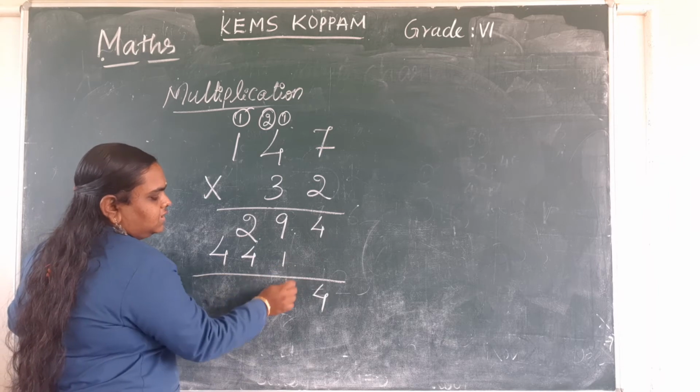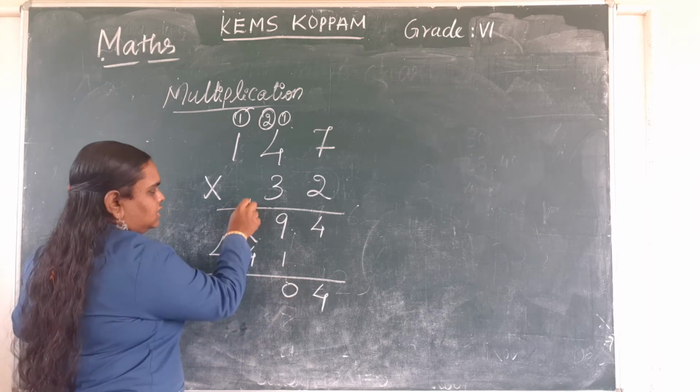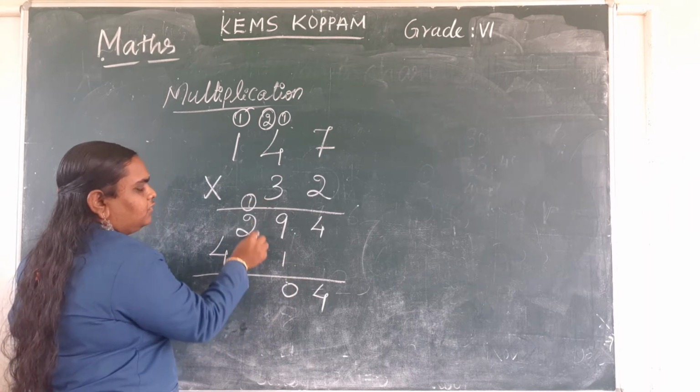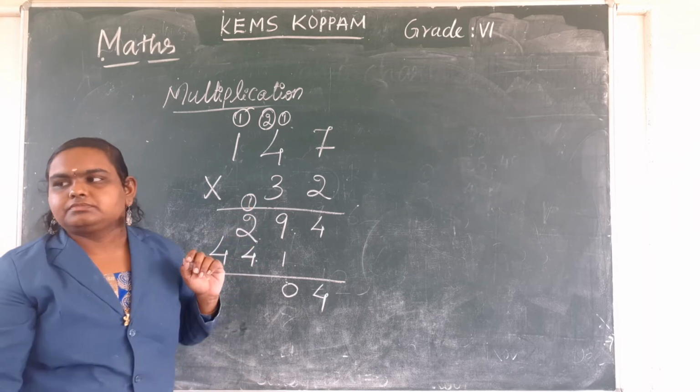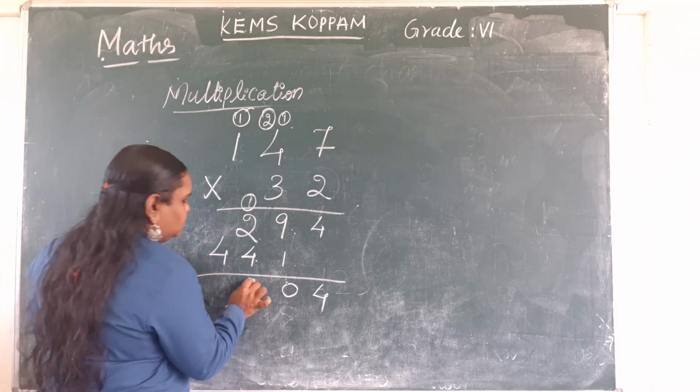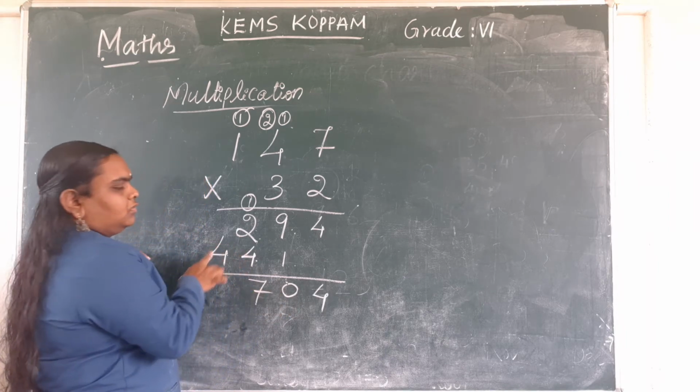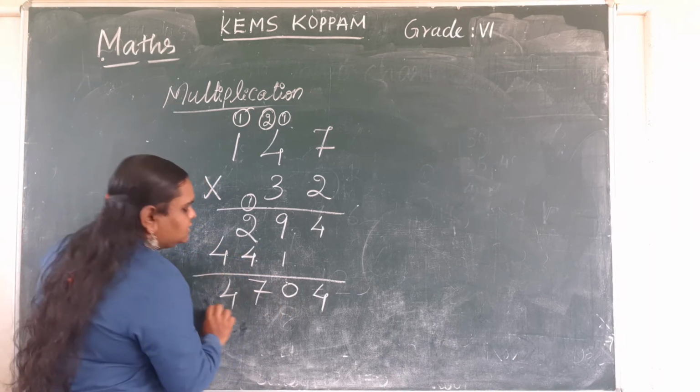Then 9 plus 1 is 10. So 0, 1 remaining. 4 plus 2, 6. 6 plus 1, 7. The next one, only one number is there, so we have to just write that.